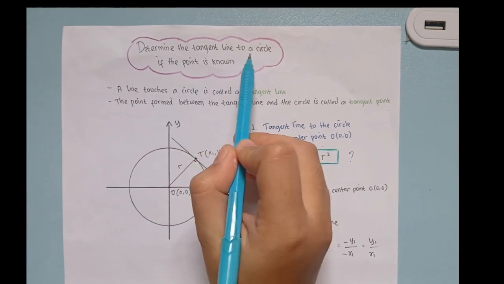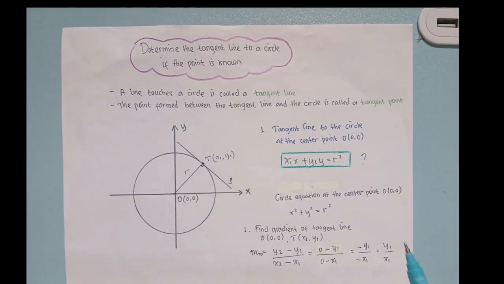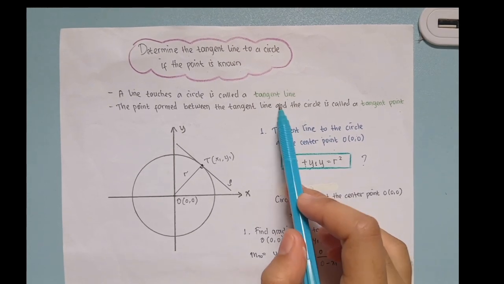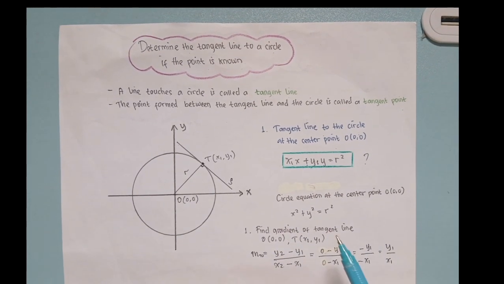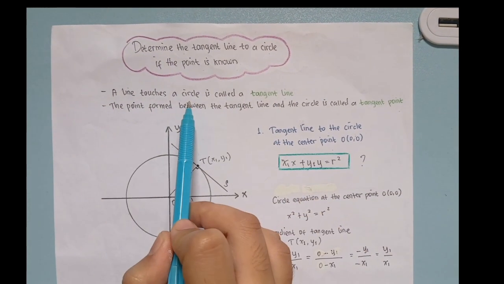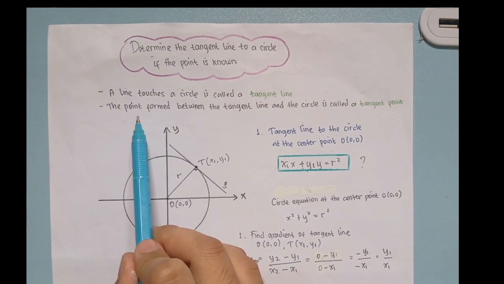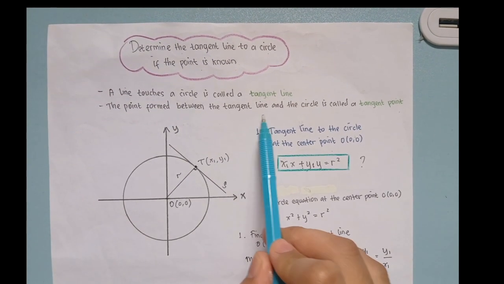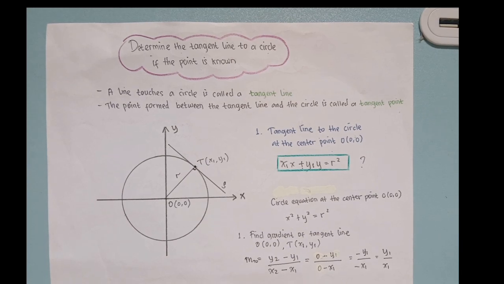Determine the tangent line to a circle if the point is known. First, we must know what the tangent line and what a tangent point are. A tangent line is a line that touches a circle, and the tangent point is the point formed between the tangent line and the circle. We have two situations.